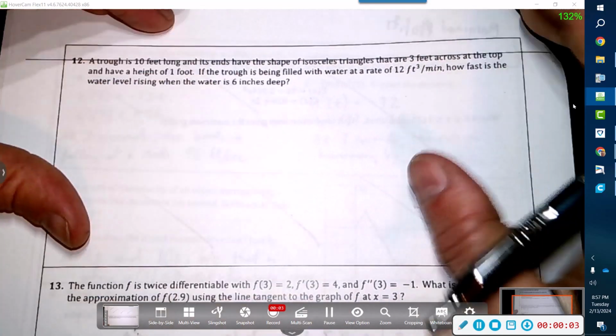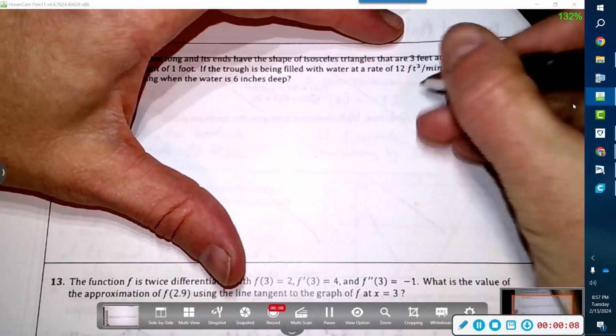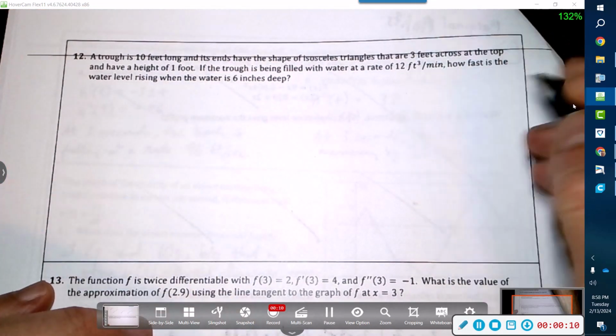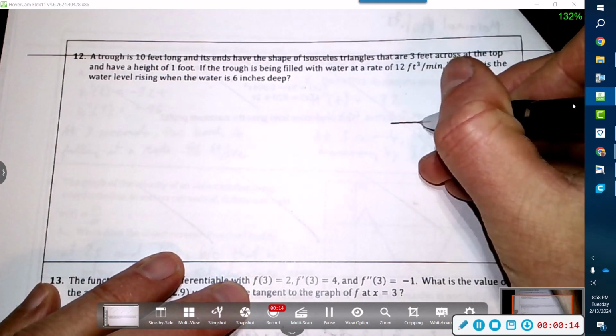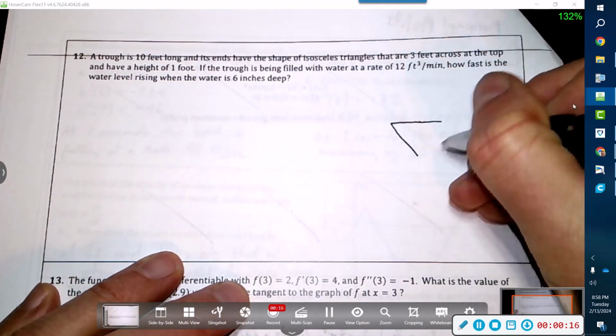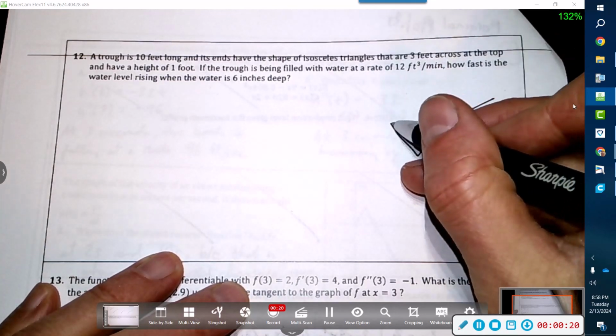A trough is 10 feet long, and its ends have the shape of an isosceles triangle that are 3 feet across the top and have a height of 1 foot. Okay, so we've had one of these problems before, and it kind of goes like this.